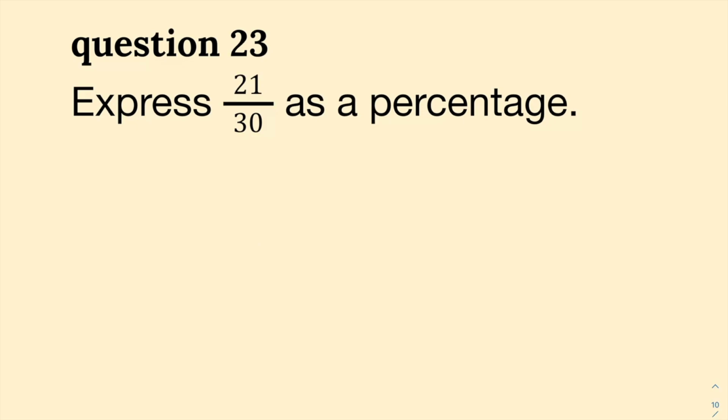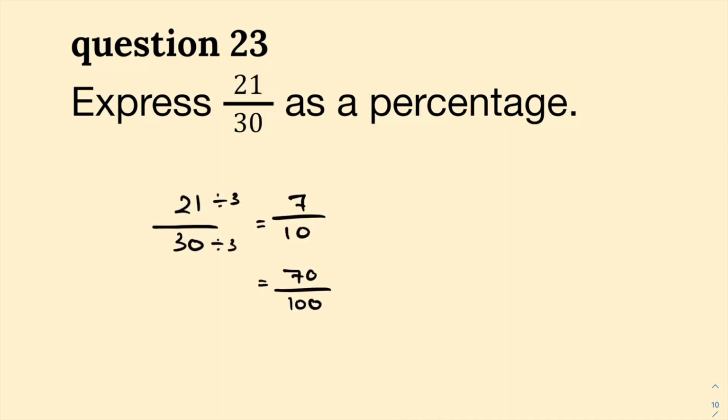21 over 30 as a percentage. Well, our denominator right now is not the best. We've got 30, that's not nice. But we know both of these are multiples of 3. So let's divide by 3 to get us 7 over 10.